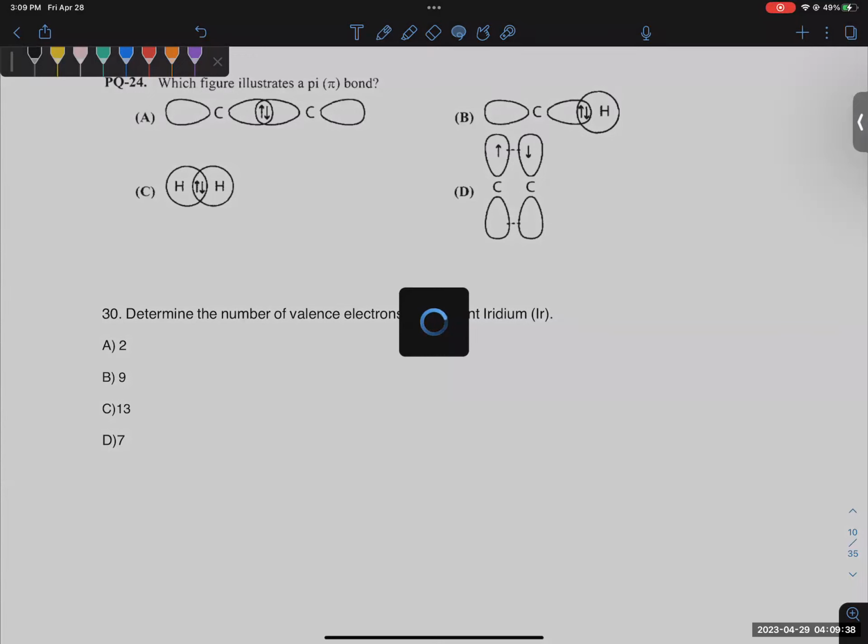That is crazy. Let's turn it on. It's not loading.